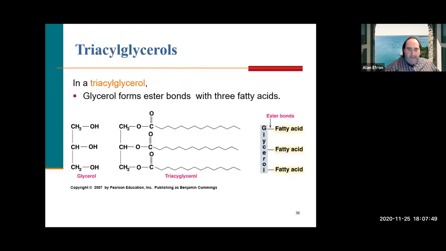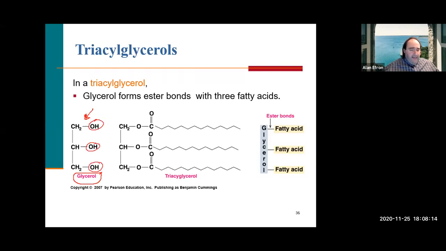And here's an example of that. In a triacylglycerol, glycerol forms an ester bond. So this is glycerol. You should be familiar with what glycerol looks like. Again, probably will not be asked to draw it, but if you see the picture of it, you should be familiar with it. It is a 3-carbon substance. It has 1, 2, 3 OH groups on it.